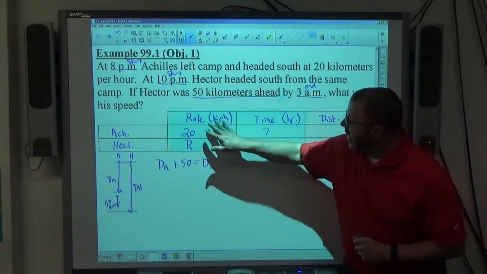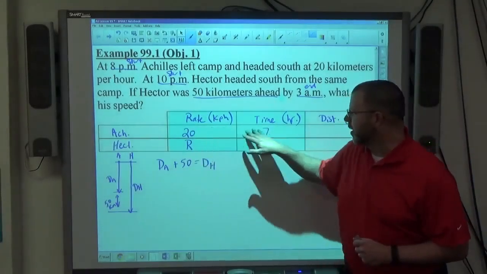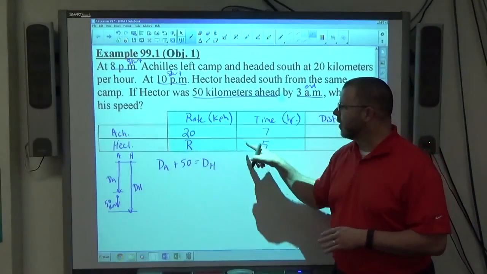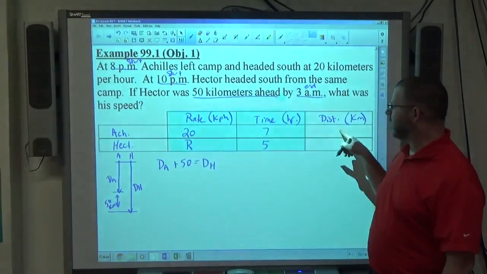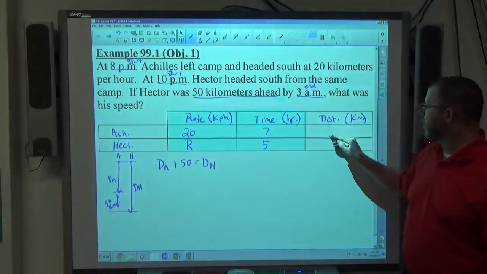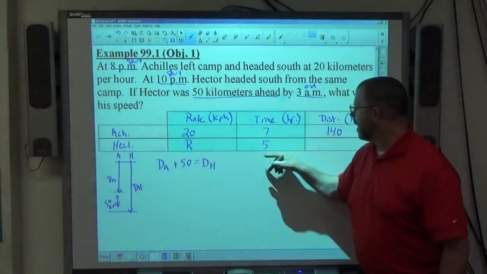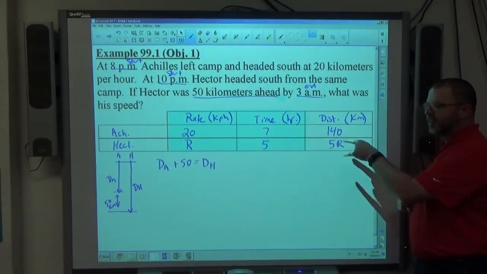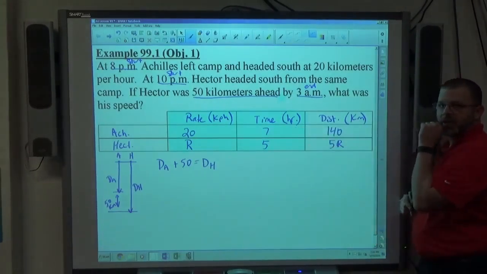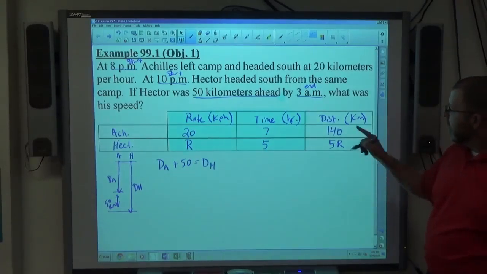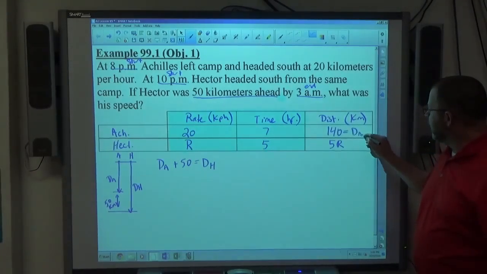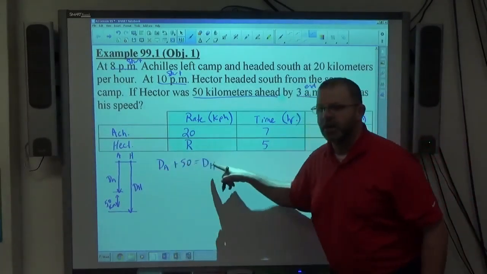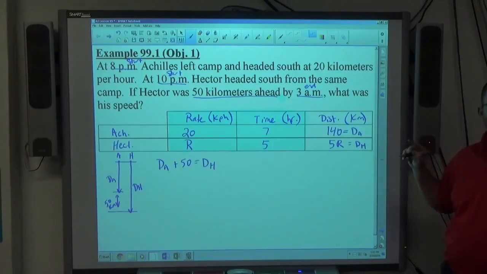All right? So again, these 4 pieces of information, number, number, number, unknown, that's what I get from the reading. And once I know all 4 of these things, I multiply rate times time to get distance. 20 times 7 is 140 kilometers. R times 5 is 5R kilometers. The way I get these 2 boxes filled in is I simply multiply the 2 boxes over there together for each character. This is D sub A, and this is D sub H. Achilles' distance, Hector's distance.